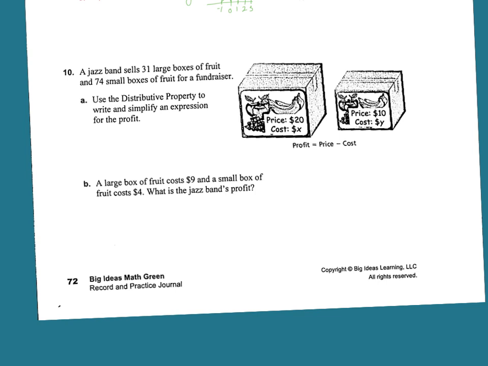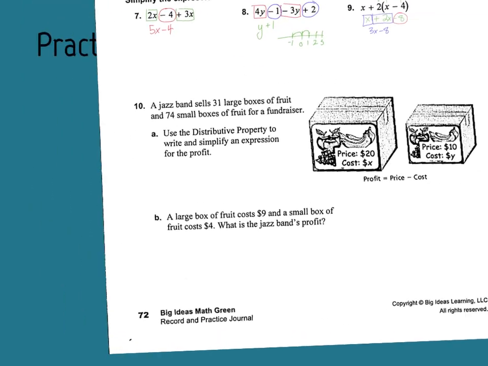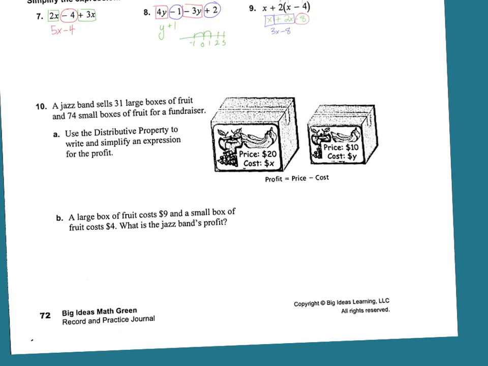A jazz band sells 31 large boxes of fruit and 74 small boxes of fruit for a fundraiser. Now it wants us to use the distributive property to write and simplify an expression for the profit. After I looked at that problem, students, let's just not look at that one right now. So I want you guys to just work on distributing. So this is getting a little bit more complex, so I'm not going to actually go over that right now. I'm going to revisit that at a later date, probably in the next 2 days from now.